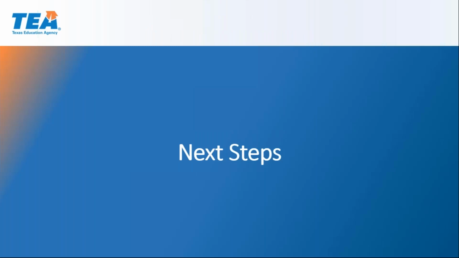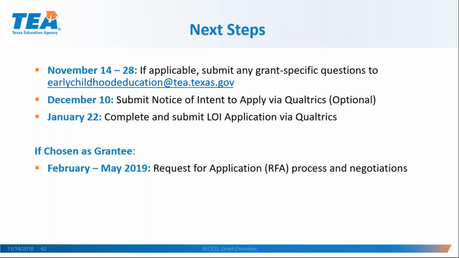So if you're interested in applying, what are your next steps? If applicable, any grant-specific questions can be submitted to earlychildhoodeducation@tea.texas.gov from today, November 14th, through November 28th. Please notify TEA of your intent by submitting a notice of intent to apply via Qualtrics by December 10th. Filing of this notice is not mandatory. However, it will assist TEA in anticipating the volume of proposals in order to expedite the review process and finalize grant awards. Applicants who do not file this notice are still eligible to submit a proposal.